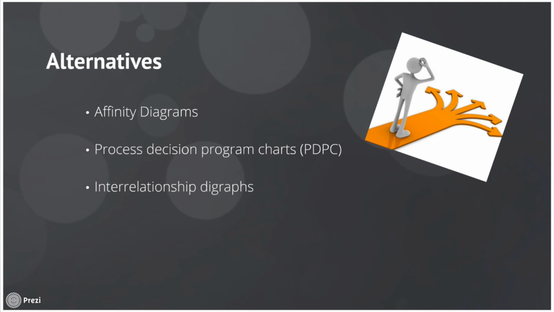Alternatives to this method would be affinity diagrams, process decision program charts, or interrelationship digraphs.